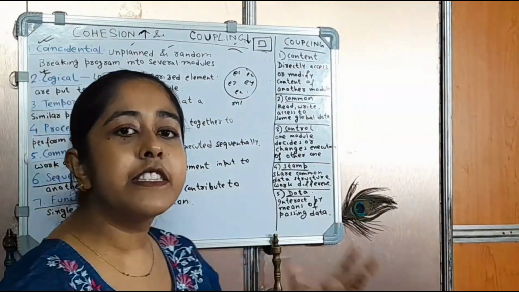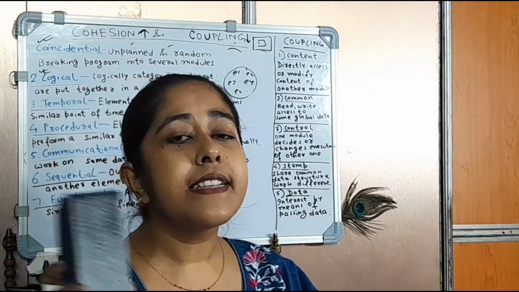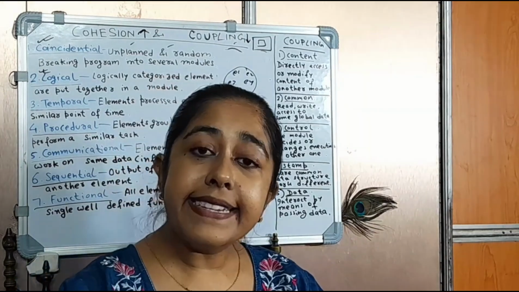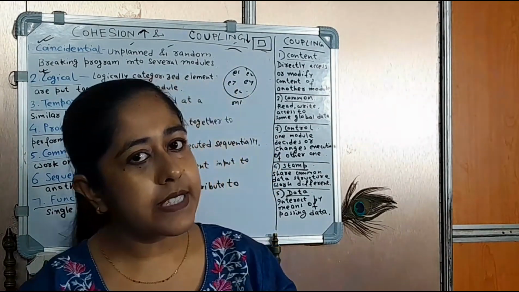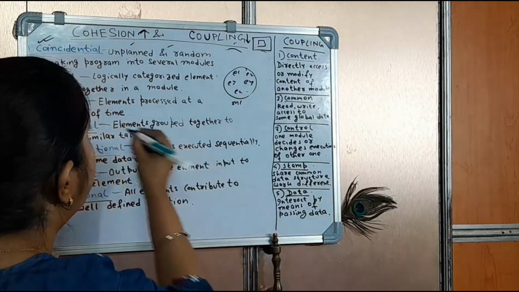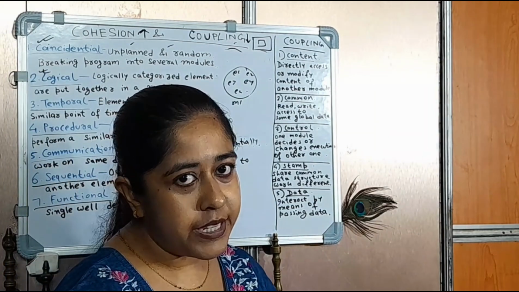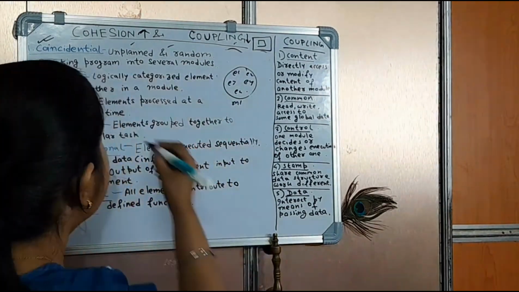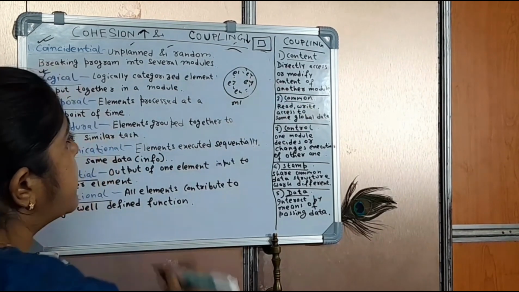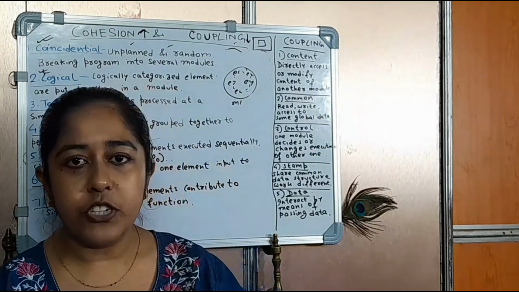When there are many elements in a particular module, maybe those elements are not processed at the same time. Different elements are grouped together; some may be processed at a similar time and others at another time. Those elements which are processed at the same point of time are grouped here, and the interdependability between them is called temporal cohesion.